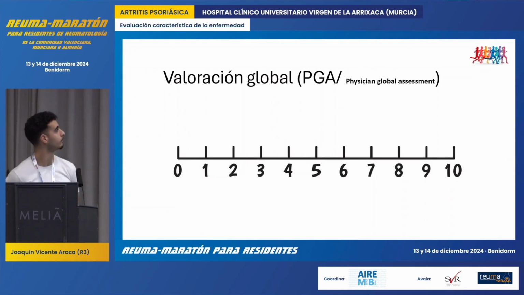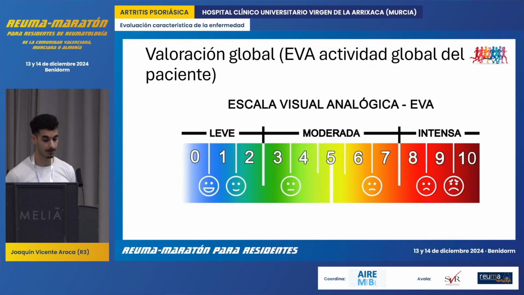And now we move on to more global indices. The first one from the physician's side is the PGA, which ranges from 0 to 10. Scoring system. How much disease activity does the patient have? And then there's a similar measure, but from the patient's perspective. Using a visual analog scale that goes from 0 to 10, where 0 means virtually no disease and 10 means the disease is highly active.